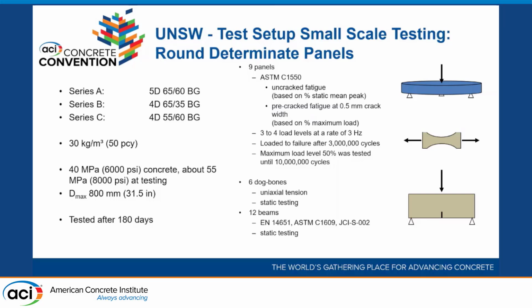So these are the series of tests and fibers. These are Dramix fibers, 5D and 4D. This is the aspect ratio, and that's the length. And the BG, the B is bright, and the G means glued. Our fibers all come in glued strips that are about an inch and a half wide to help prevent balling. That's the dosage, 30 kilograms. There's the concrete, and that's the specimen size of the round panel. I don't know what was tested at 180 days. I never got an answer for that.